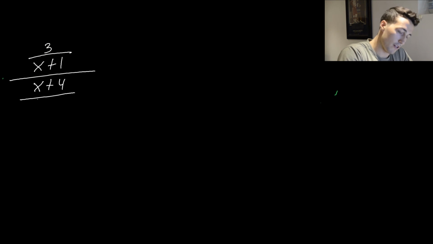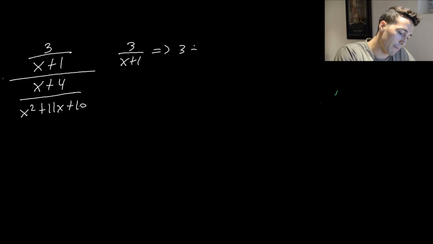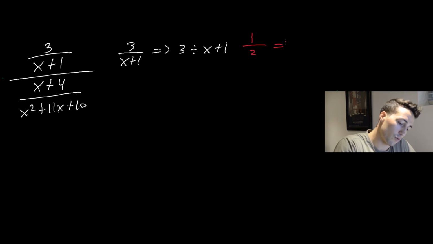So now we're going to go into the final question. So the final question is, we're going to have 3 over x plus 1 over x plus 4 over x squared plus 11x plus 10. So this definitely looks a little odd and different form than we've seen before. But what we need to note is that 3 over x plus 1, what we're really saying is 3 divided by x plus 1. If I were to write even like 1 over 2, that's really just 1 divided by 2.